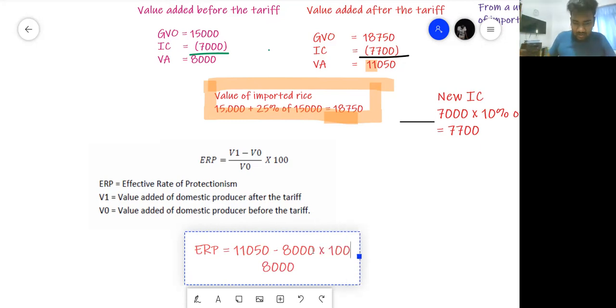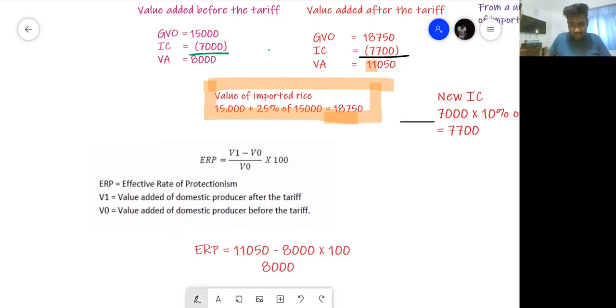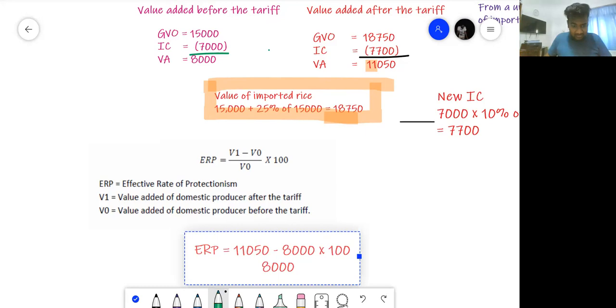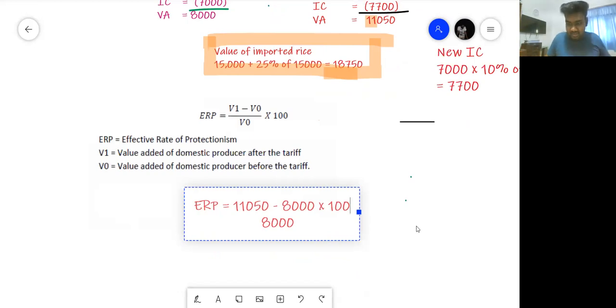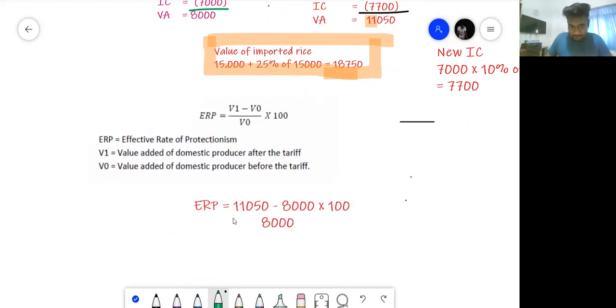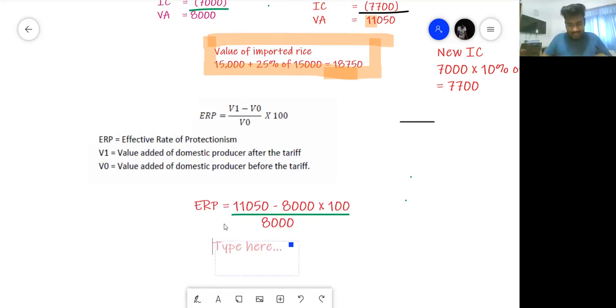Can you give me a number, guys? Your number should be a percentage. That's why you multiply by 100. How much do we get? Did you all mess this up in your school paper? It's a good question though, but I don't think to this extent they will test, but it's okay. Good luck. Guys, I'm waiting for a number. How much do we get as an answer? Equals 11,050 minus 8,000 divided by 8,000 into 100, 38.125.